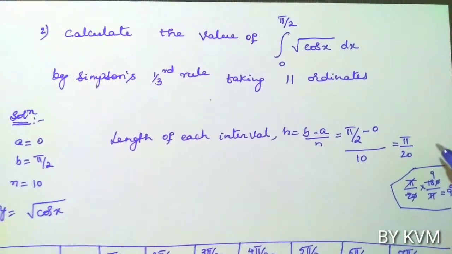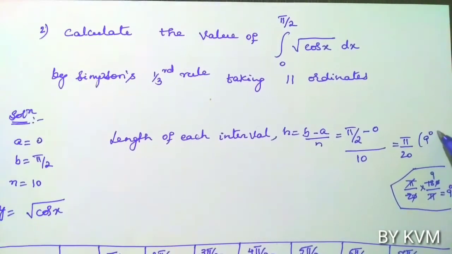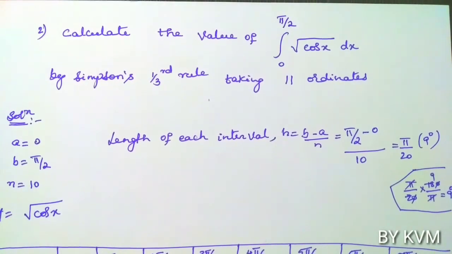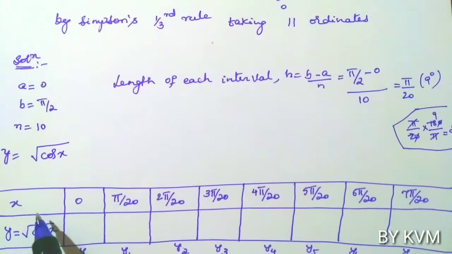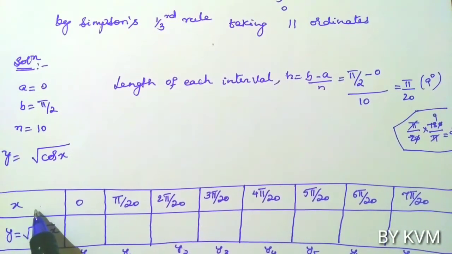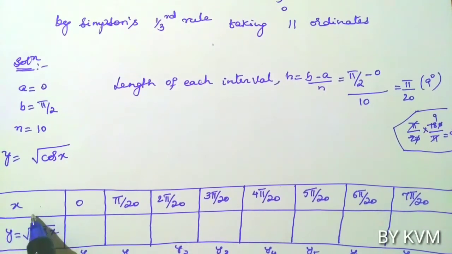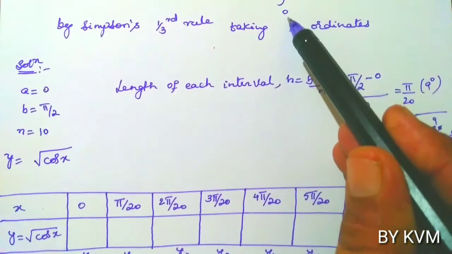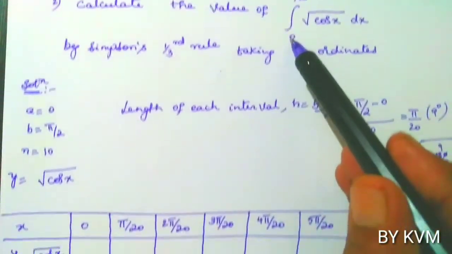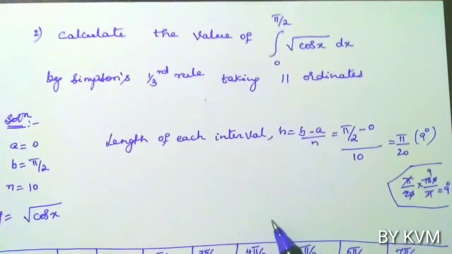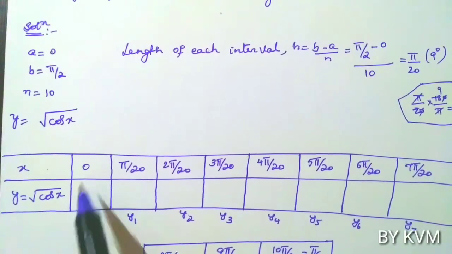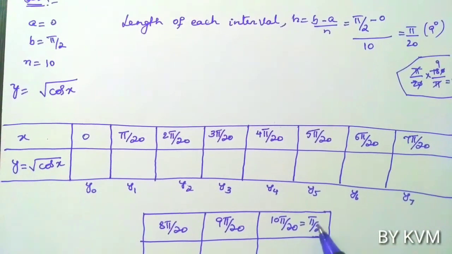So pi by 20 means it is 9 degrees. Now we have to construct the table. For x values, for each x value we have to find the corresponding y values. The x value should start from the lower limit 0 and end at pi by 2. That is, the first value should be 0 and the last value should be pi by 2.